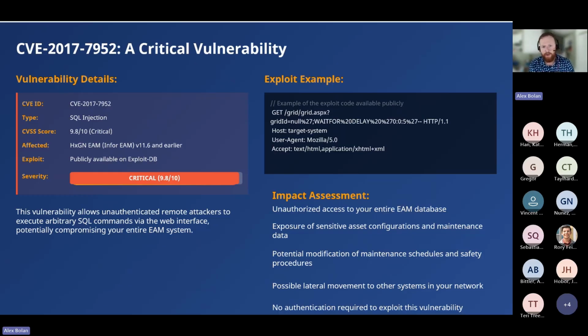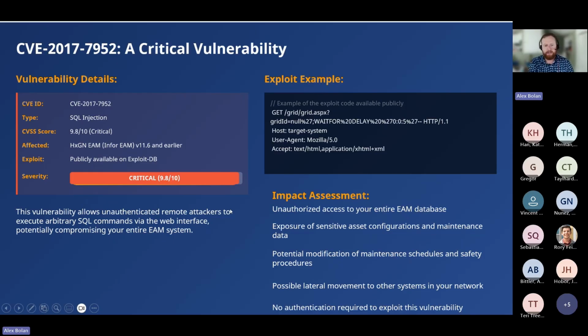So let me put this in more practical terms. This vulnerability allows unauthenticated remote code execution. That means the attacker doesn't need to be inside of your network. They don't have to have a valid credential to exploit it. They just need to be able to reach your Hexagon EAM or N4 EAM web interface. And that's the same interface your technicians and remote workers use every single day.